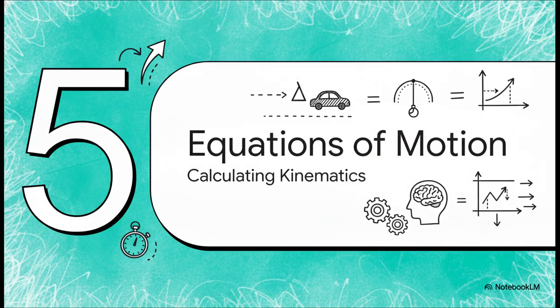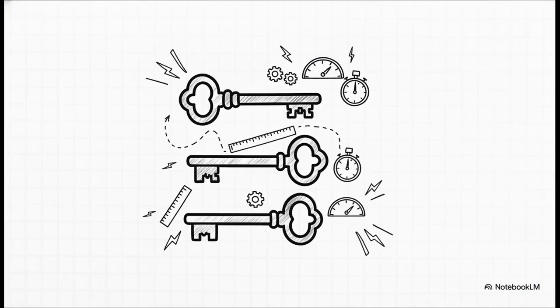Section 5, the equations of motion. All right, time to dive into the absolute math engine of this chapter. You absolutely need to memorize these 3 formulas. They are your master keys for solving basically any uniform acceleration problem in physics.